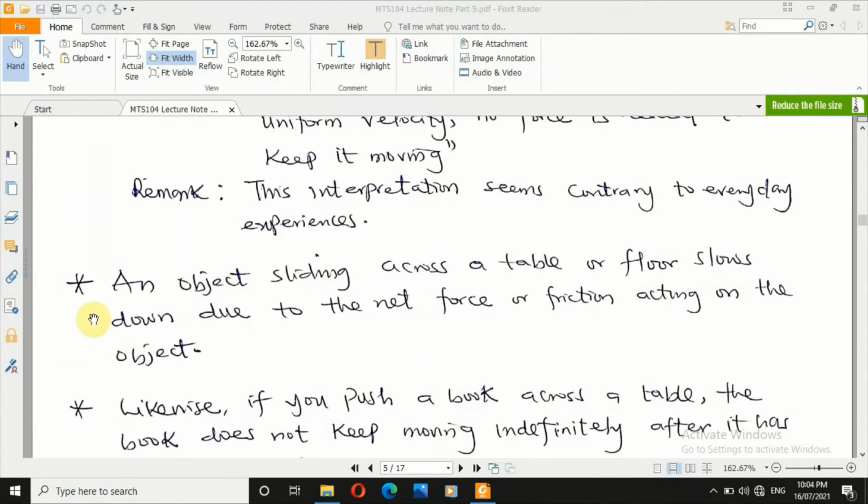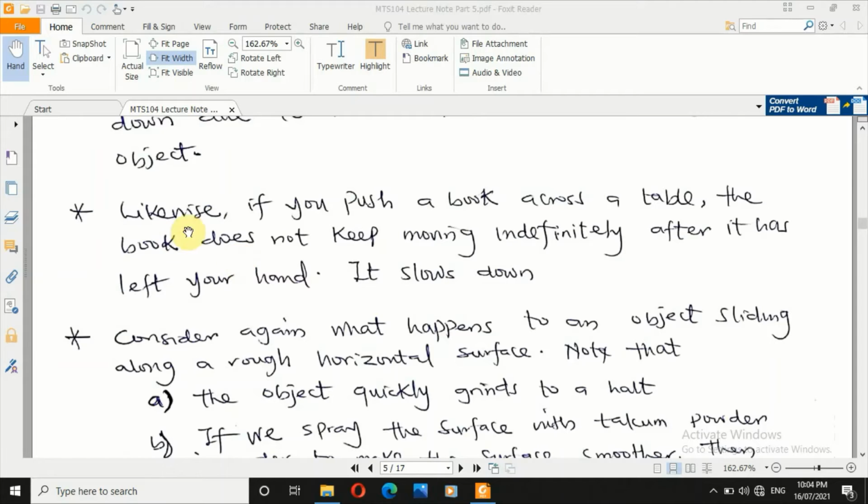So let's consider this example. We have a surface, then the object is moving on the surface. Then friction will set in, and friction is also a force which will eventually make the object come to rest. Likewise, if you push a book across a table, the book does not keep moving indefinitely after it has left your hand. It slows down. You have a book on the table, you exert a force on it and let it go. You notice that the book will eventually slow and stop. Why? Because of friction.